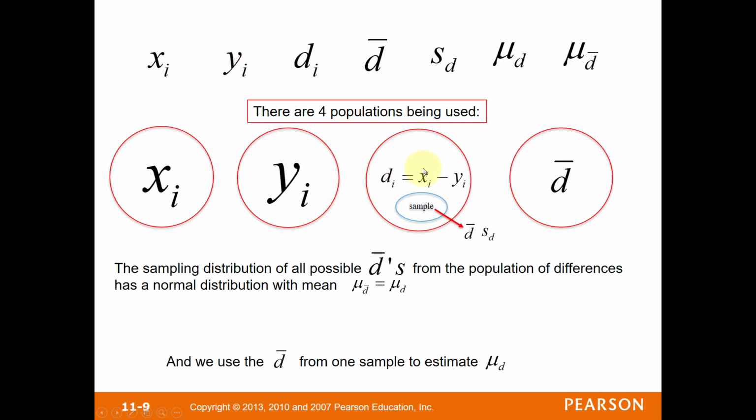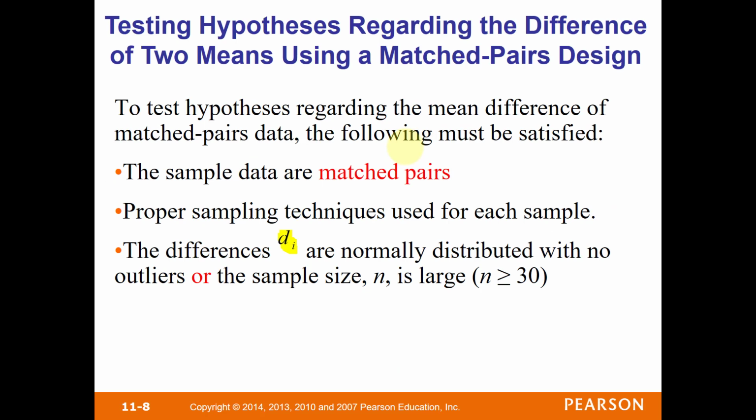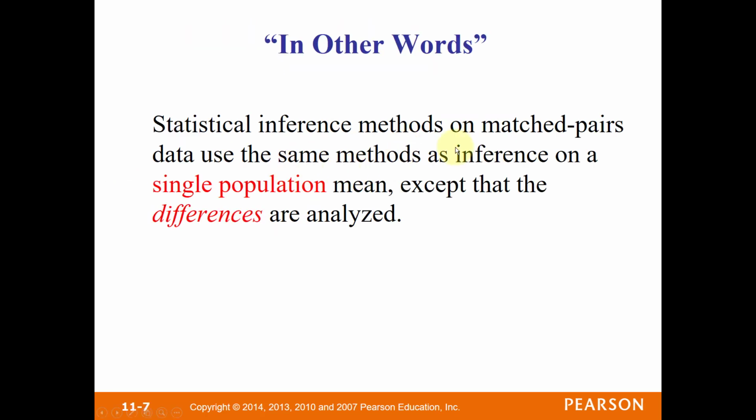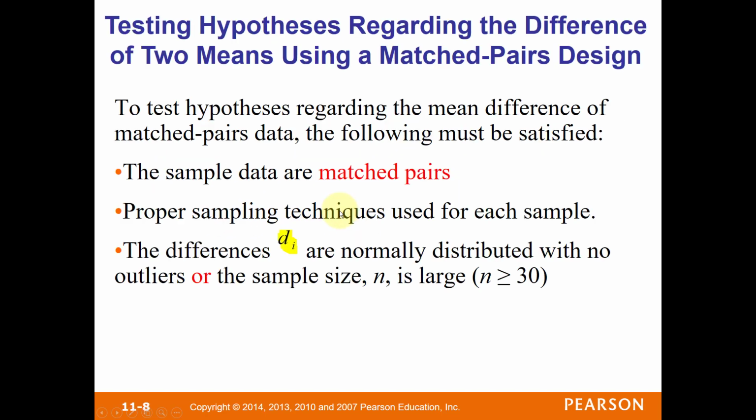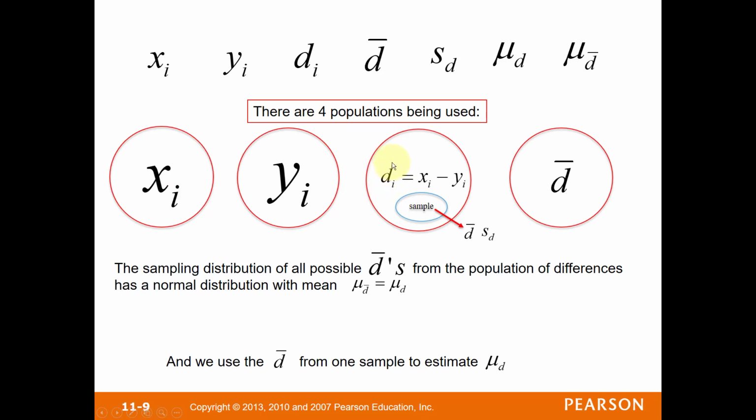Then, this is your third population, in the center where my cursor is. We're going to analyze the differences between the two populations. You see here where we're going to look at the differences. The differences are analyzed. That's important. So what we're going to have are these D subscript i's that result from doing a subtraction. Remember, these are matched pairs.